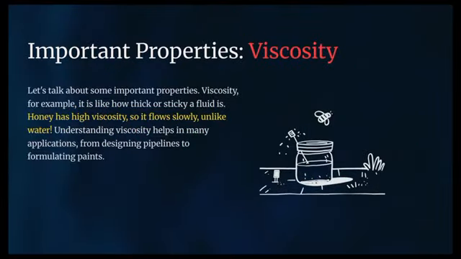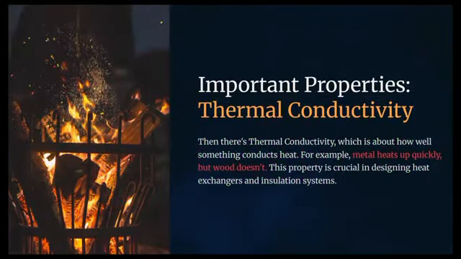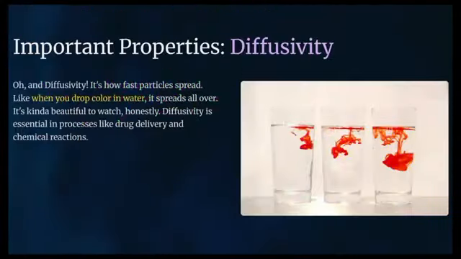Now, let's talk about some important properties. Viscosity, for example, is how thick or sticky a fluid is. Honey has high viscosity, it flows slowly, unlike water. Exactly. And then there is thermal conductivity. It's about how well something conducts heat, like how metal heats up quickly but wood doesn't. Oh, and diffusivity, it's how fast particles spread. Like when you drop food coloring in water, it spreads all over. It's kind of beautiful to watch, honestly.